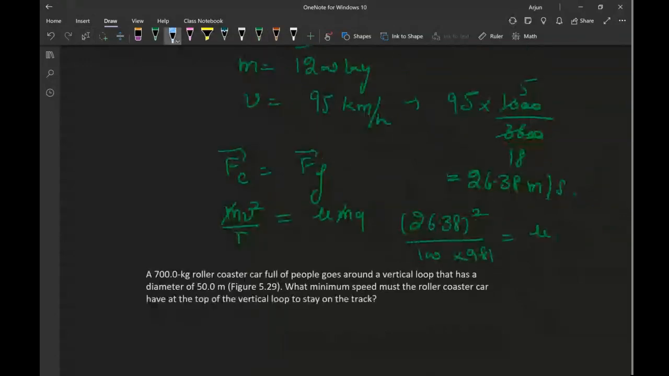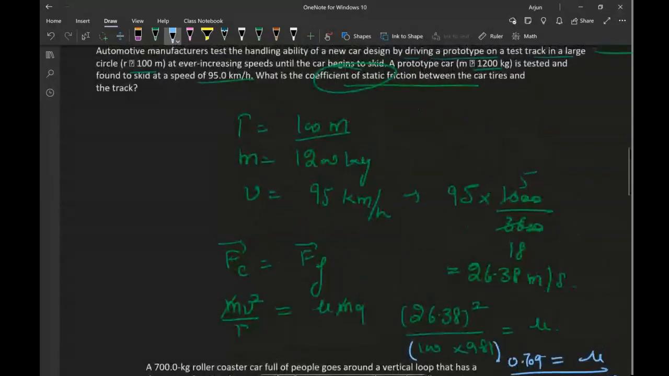Now, one thing: a lot of students make a mistake when they fill these values in a calculator, they don't put the bracket here. So make sure you're putting the bracket here, otherwise your answer will be wrong. So 26.38 times 26.38 divided by 100, this number again divided by 9.81, that comes out to be the coefficient of friction is 0.709. That's the coefficient you're going to get for this question.